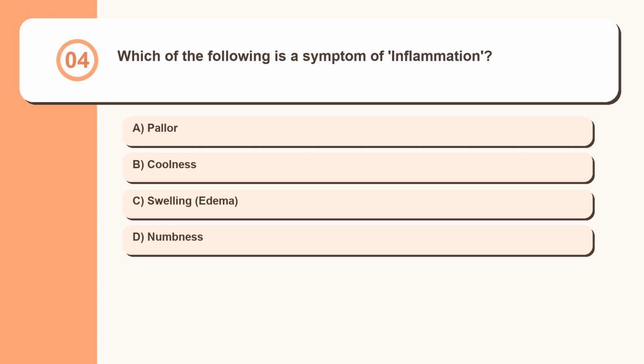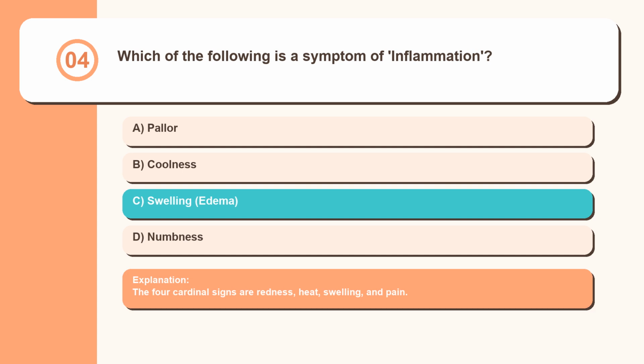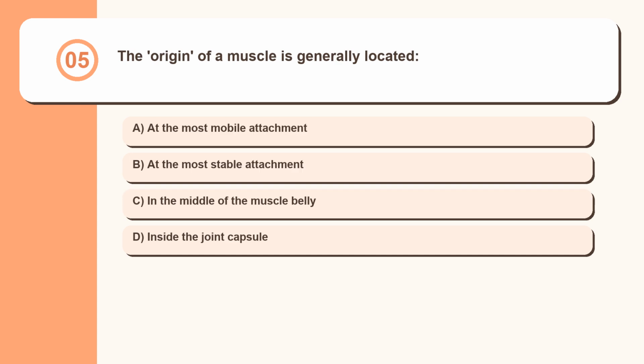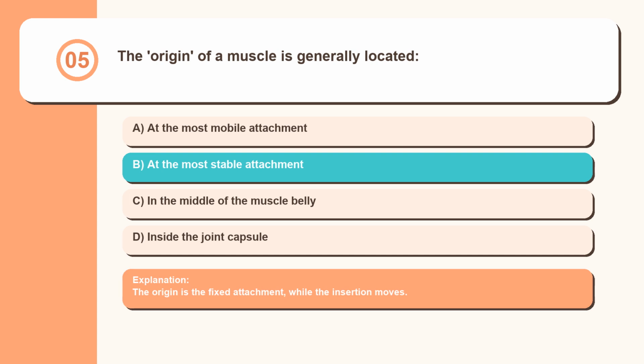Question 4. Which of the following is a symptom of inflammation? Pallor, coolness, swelling, edema, numbness. The 4 cardinal signs are redness, heat, swelling, and pain. Question 5. The origin of a muscle is generally located at the most mobile attachment, at the most stable attachment, in the middle of the muscle belly, inside the joint capsule. The origin is the fixed attachment, while the insertion moves.